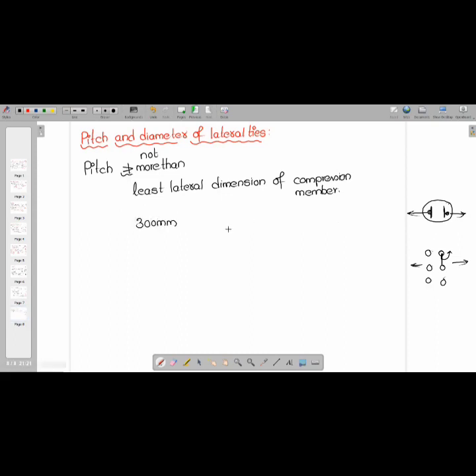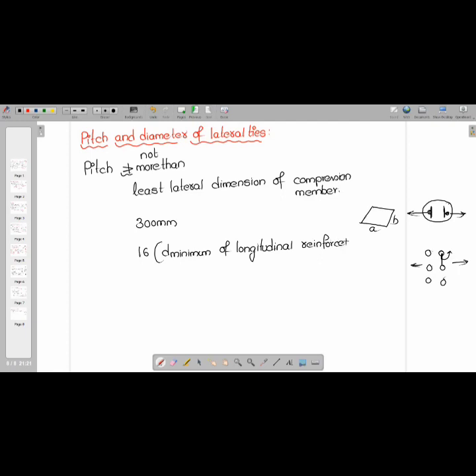Sir, least lateral dimension of compression member means, you know, right? If I take the compression member, this is A and B, whichever is the least. Or it should not be greater than 16 times the minimum diameter of longitudinal reinforcement. Students, always remember the main point: 16 times the minimum diameter of longitudinal reinforcement.